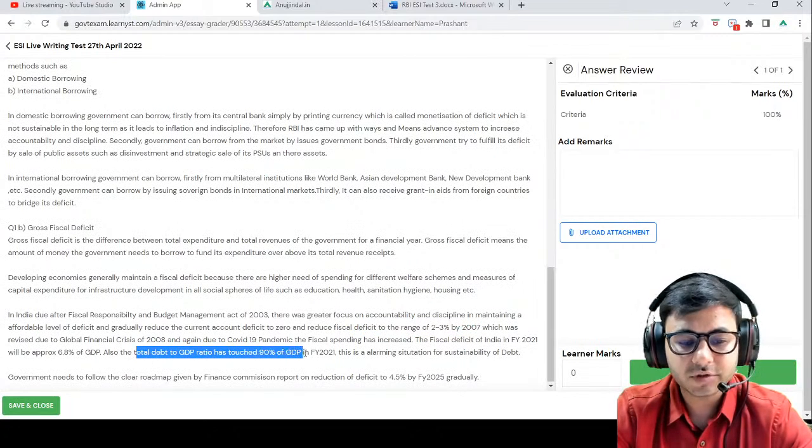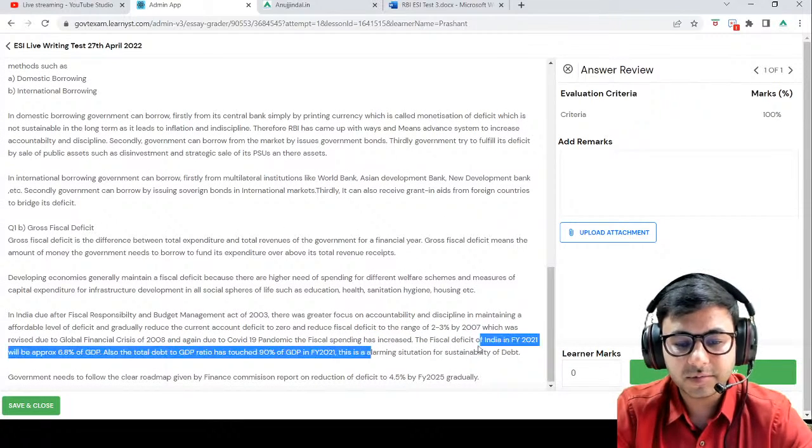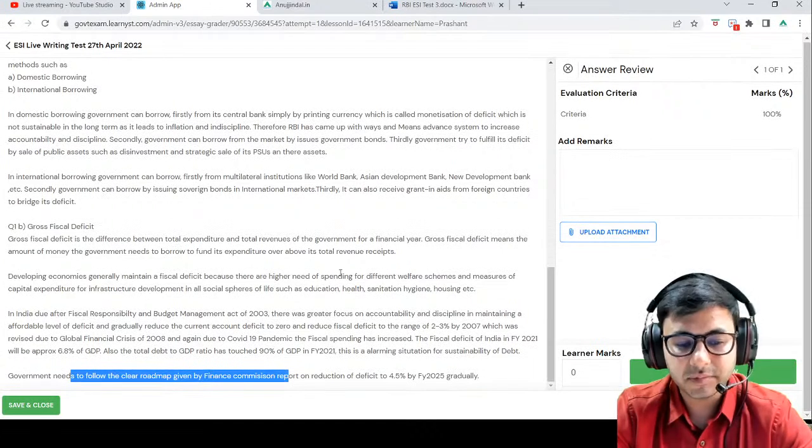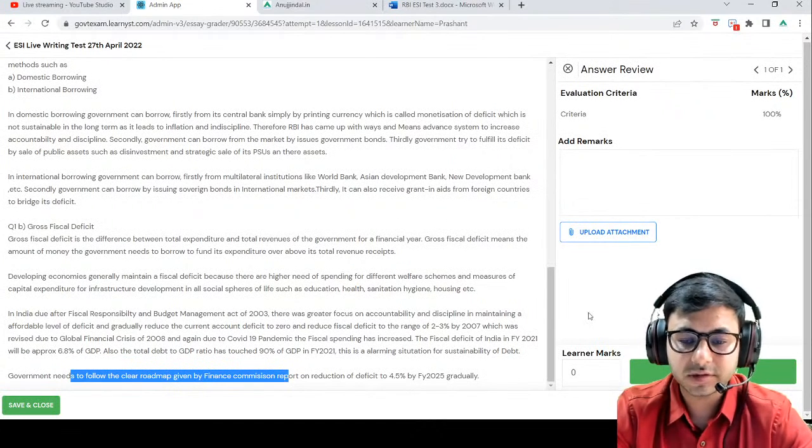Total debt to GDP ratio is thus 90%. This is an alarming situation. अभी 90% नहीं है, अभी I think कम है. Government needs to follow a clear roadmap given by Finance Commission to reduce deficit.